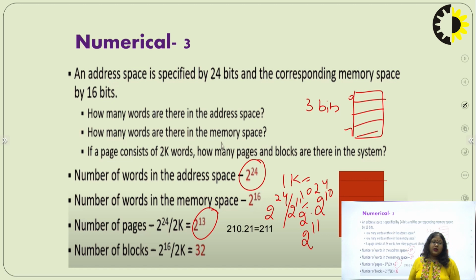Now the number of blocks. Same as before, we know the total number of words in the memory space is 2^16, and we know the page consists of 2k words, 2^11. So we calculate 2^16 divided by 2^11, that is 2^5, which is 32. So this is the third numerical.